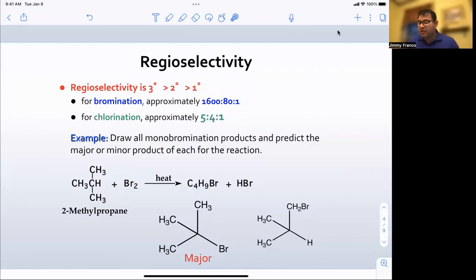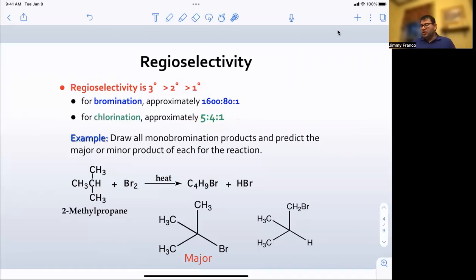Chlorination has that same preference, right? We're going in this order here: tertiary, secondary, primary. 5 to 4, so between a secondary and a tertiary, yeah, it likes the tertiary more, but it's not as great, right? And the same with the primary. And so the problem with chlorination is we tend to think of it as having more of a random mixture, because if you have 6 primary hydrogens to 1 tertiary, you've already canceled out this preference because there's 6 more of those primary hydrogens. So it's always a balance between the number of hydrogens and the preference.